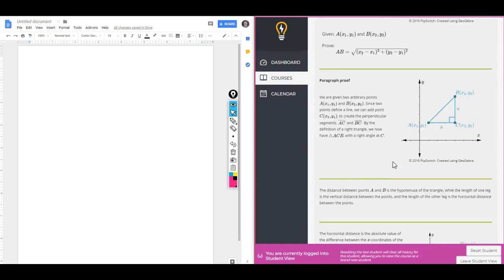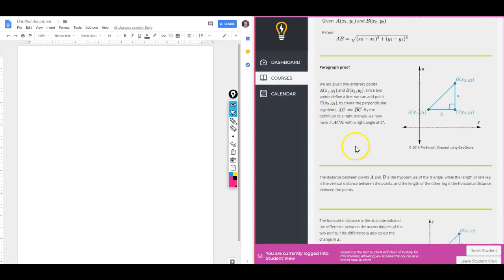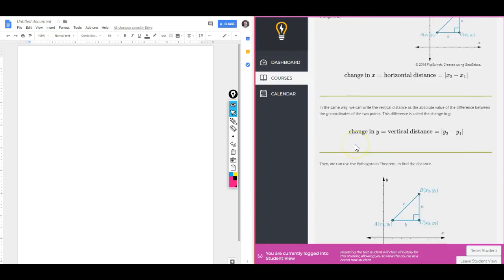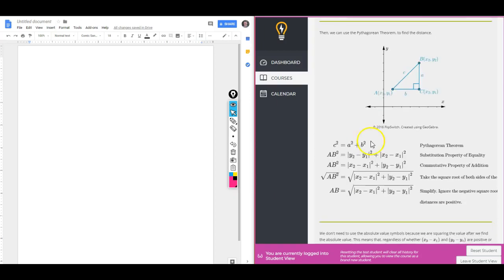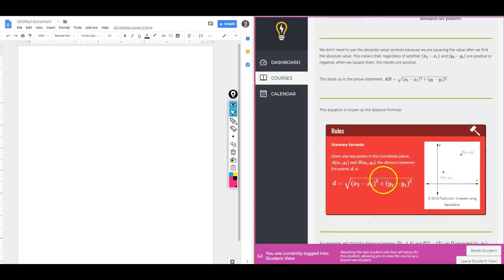And then here's an example of a paragraph proof. Be mindful that this course is heavily proof based, so following along a proof and understanding examples of them is very helpful. Right here, it has a really good step-by-step of what a 2-column proof would look like if you had been in the Geometry A course previously.